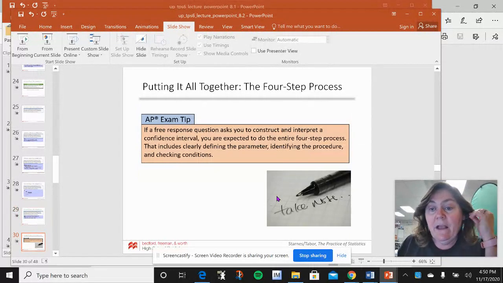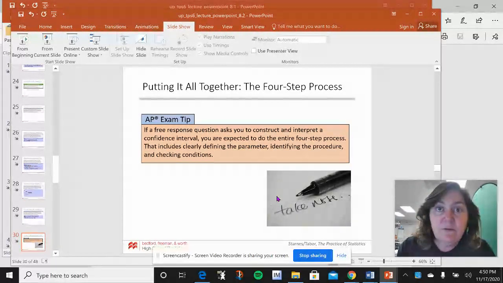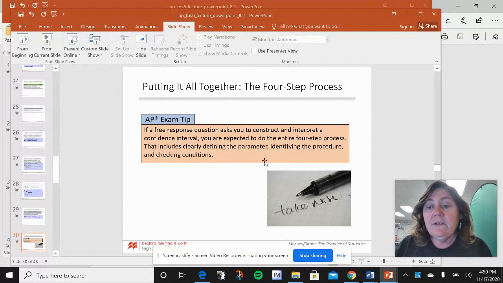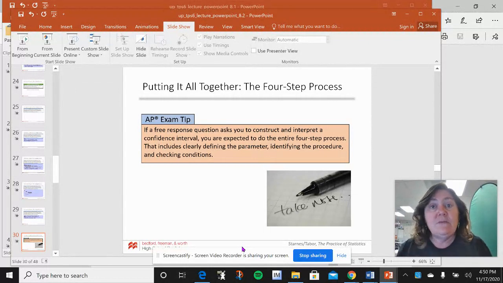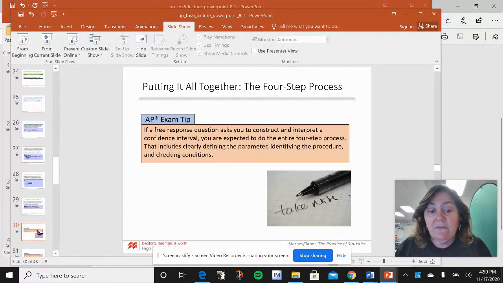Okay? And it just says here in a free response question, if it asks you to construct and interpret a confidence interval, it doesn't say do the 4-step plan. You are expected to do the entire 4-step process. It is a requirement. You're to know to do that, even though it doesn't say do the 4-step plan. And you have to clearly identify your parameter, your conditions, all of that. If it just says construct and interpret, then you do the 4-step. Sometimes it'll say if conditions are met, then you could just say conditions are met. You don't need to go and identify all of them.